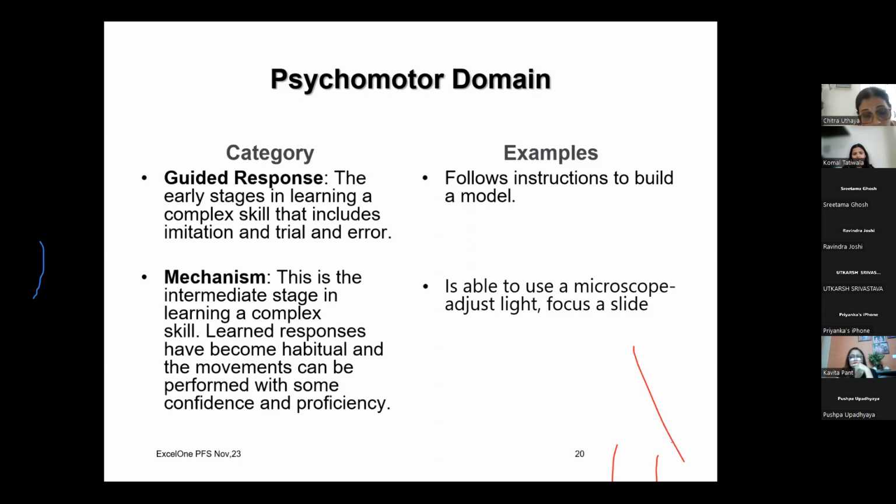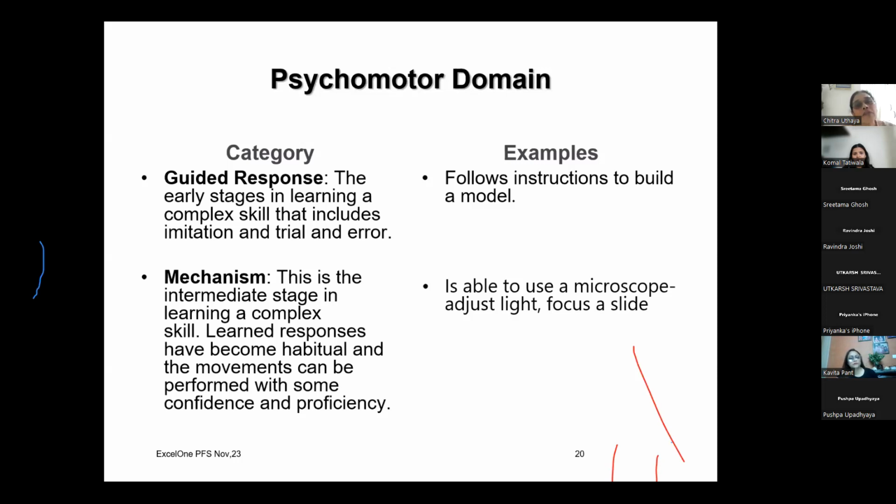Next is guided response. And here, how does the child actually imitate and follow instructions? So if the teacher shows the child how to use a scale, for example, where do you keep the zero to measure something? Does the child imitate that and follow? So that is guided response. So the teacher acts as the guide, the child imitates that and learns the skill by imitation, by trial and error. So it becomes very important that the teacher demonstrates and allows the child to actually imitate and learn.